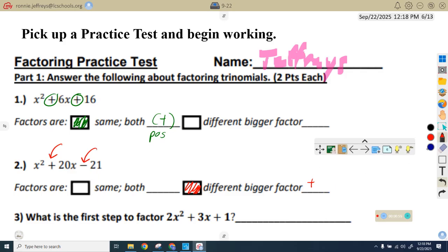Now, a couple ways that you could answer number 3. What's the first step when you factor this? You could say multiply A and C. Some people will do this. They'll say 2 times 3 equals 6, or 2 times 1 equals 2.